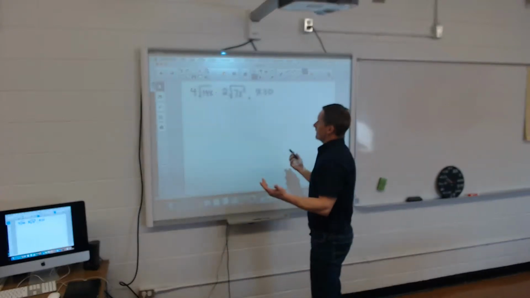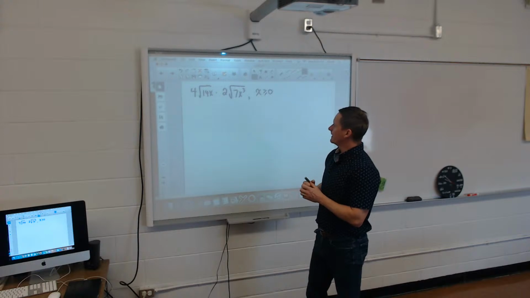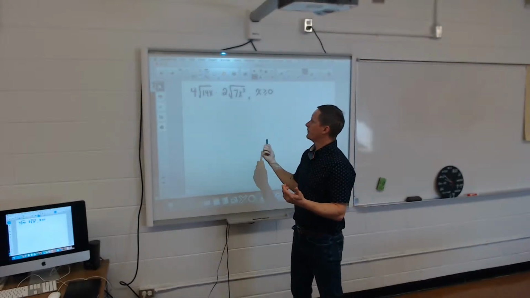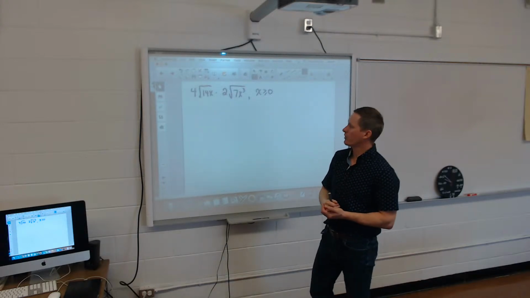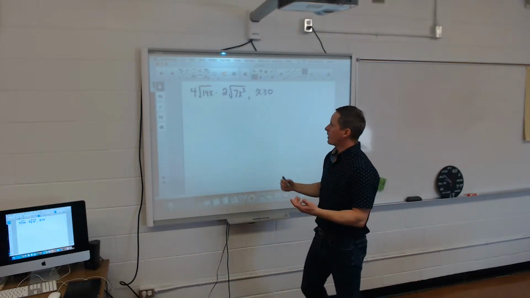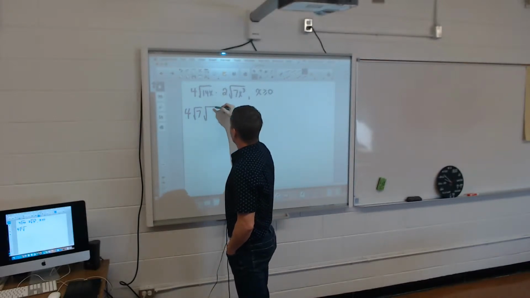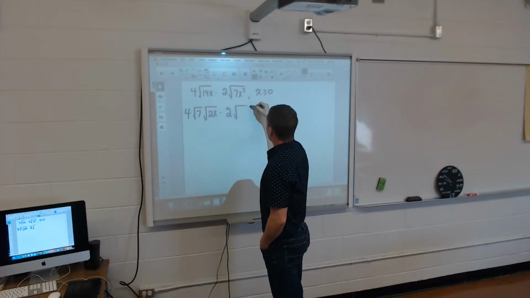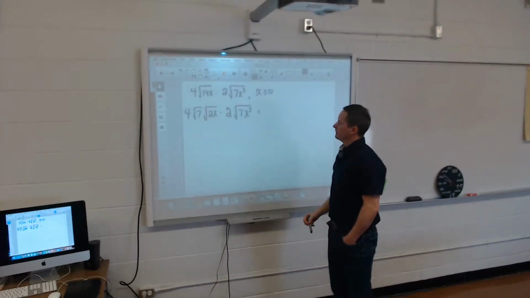So again, you can break it down. Now I'm looking at this and I'm saying to myself, all right, I've got 14. Well, 7 goes into 14. It could be root 7, root 2. So I could do it that way. To me, that's easier than trying to find out factors after the fact. So I'm going to do it that way. So I'm going to go 4 root 7 root 2x times 2 root 7 x cubed.